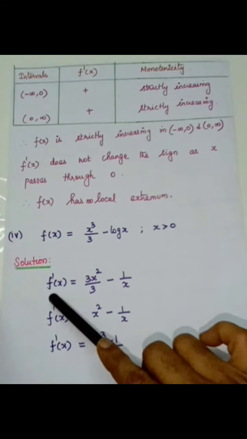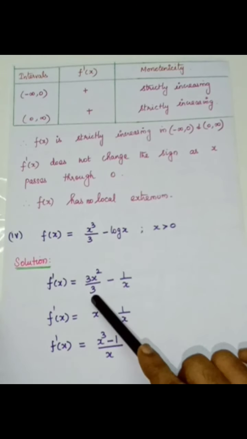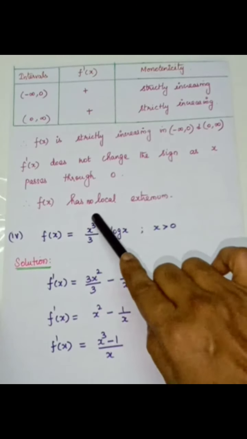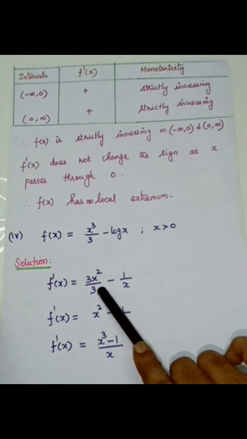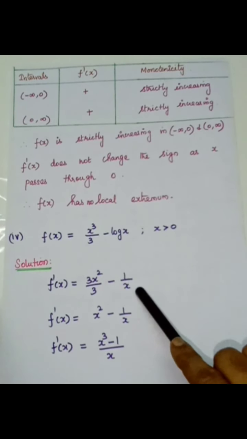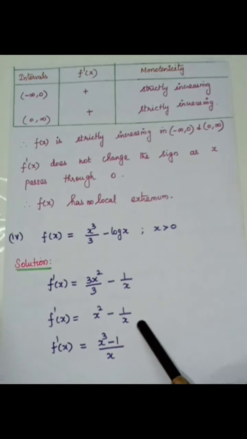So as usual we have to proceed to f dash of x. So see the first term, 1 by 3 is a constant, so I have written 3 in the denominator. So x cube when you differentiate is 3x squared. Okay, minus. What is the differentiation of log x? It is 1 by x. This 3 gets cancelled. So x squared minus 1 by x. If we take LCM, LCM is x, so it will become x cube minus 1 by x.